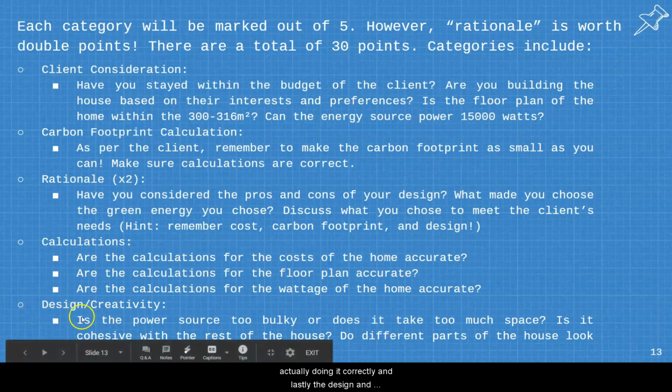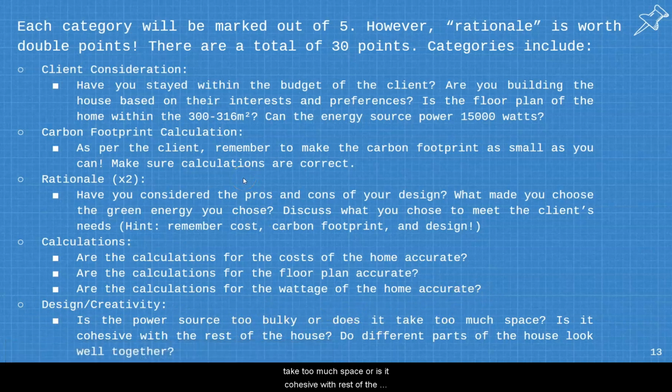And lastly, the design and creativity. So is the power source too bulky, or does it take too much space? Is it cohesive with the rest of the house, or do different parts of the house look well together? So those are all of the considerations you're going to take into account when you hand in your house design and your video, to try to match your rationale to each of these questions that I have just outlined for you.